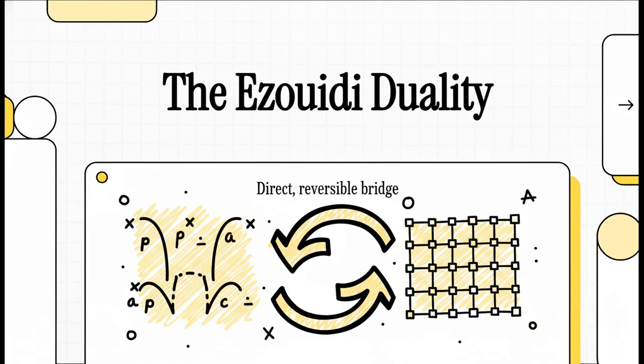Welcome to This Explainer. Today, we're unpacking something genuinely groundbreaking in the math world that fundamentally changes how we translate polynomials into matrices. If you've spent any time in algebra, you know that nonlinear equations and linear systems usually feel like entirely different universes. But what if we could just bridge them, reversibly? Well, today we're exploring the work of Morad Sultan Ezouidi, who has mapped out exactly that.